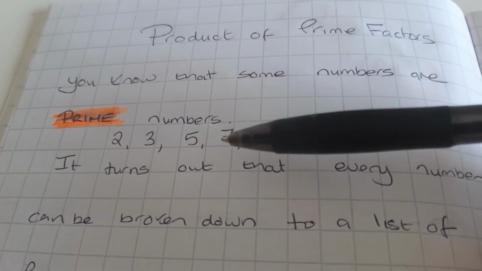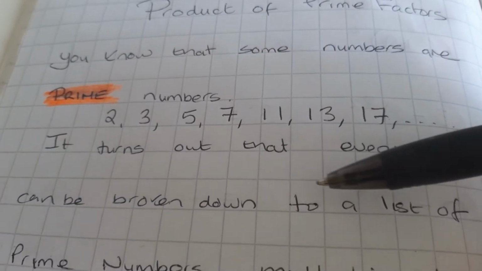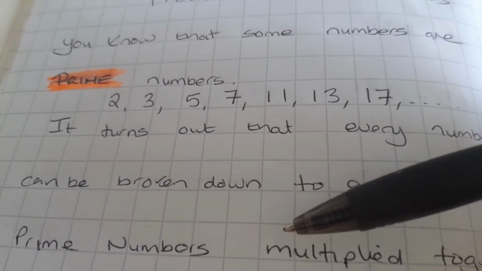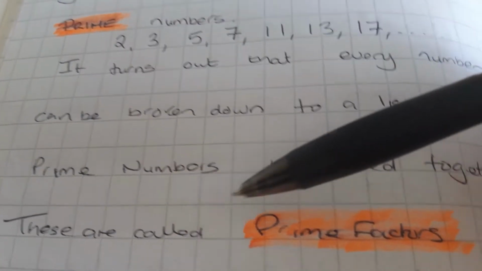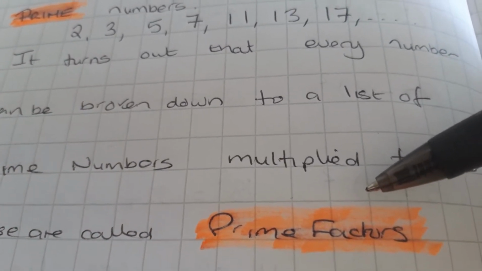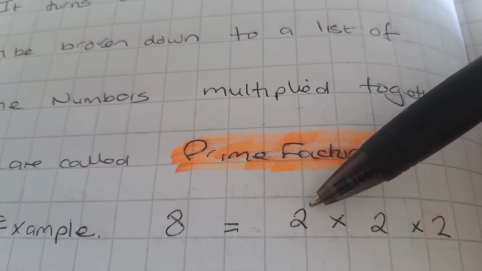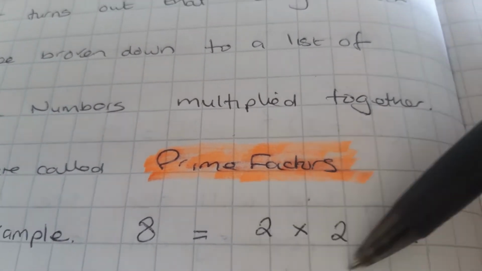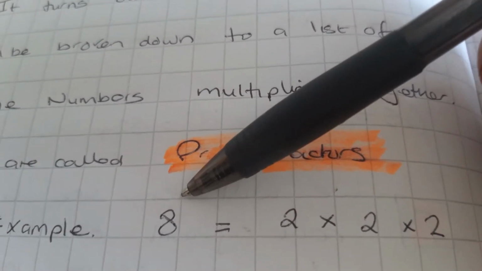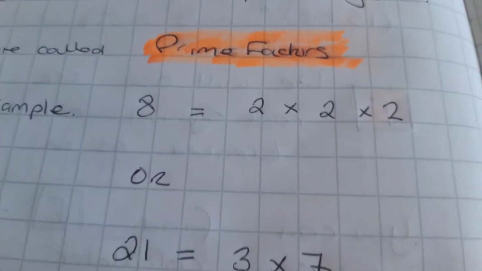It turns out though that we can also use them for this prime factor. It turns out that every number can be broken down to a list of prime numbers that are multiplied together. And this list is called your prime factors of the number. So for example, if you had the number 8, you can break that down to 2 times 2 times 2. This list of 2's are called the prime factors of 8. Or if you have 21, 3 times 7 makes 21. 3 and 7 are the prime factors of 21.